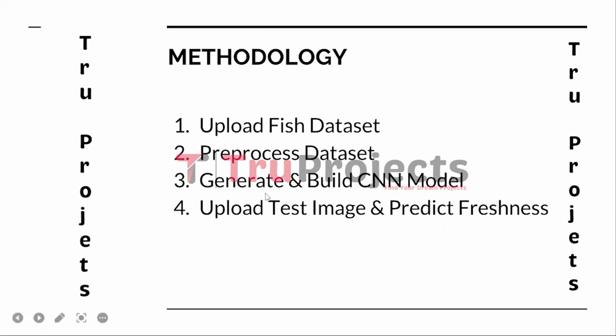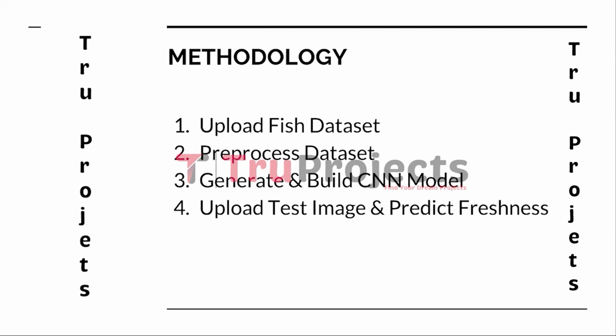And the third module is Generate and Build CNN Model. This module involves the generation and construction of a CNN model specifically designed for predicting fish freshness. The CNN model is built using various layers such as convolutional layers, pooling layers, and fully connected layers. The model is trained using the pre-processed fish images, learning to identify the patterns and features that indicate the freshness of the fish. And the final module is Upload the Test Image and Predict the Freshness.